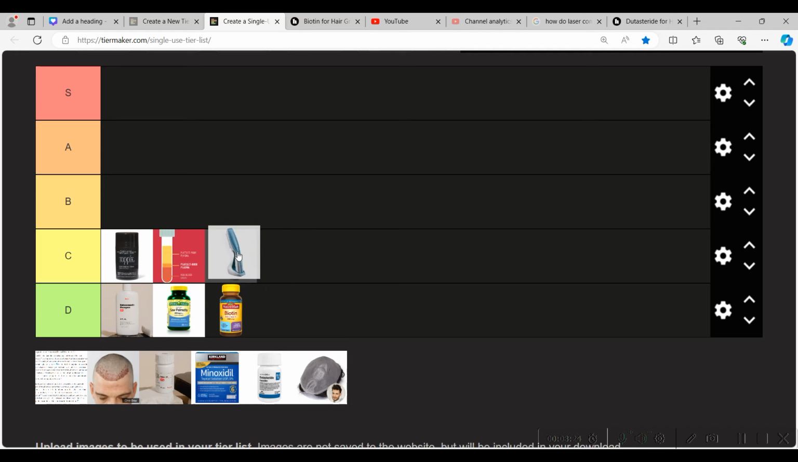The next in C tier is laser combs. Laser combs use laser energy to help increase blood circulation and to stimulate hair follicles, which basically works to promote the growth of newer, healthier hair with low level laser therapy. I can say I used a laser comb for about a year after my first hair transplant.